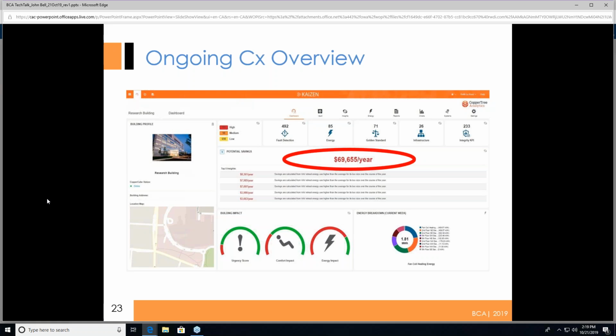But looking at potential savings, looking at opportunities, looking at the impact on comfort within a building, the reporting side of analytics can provide this information to the ownership team, the energy manager, whomever it might be, in a much clearer and obviously more efficient manner.